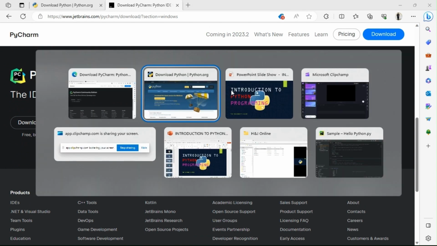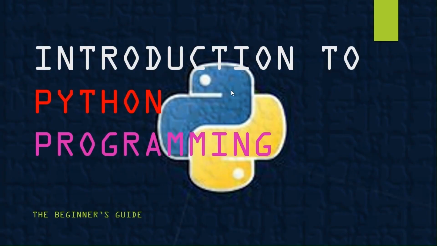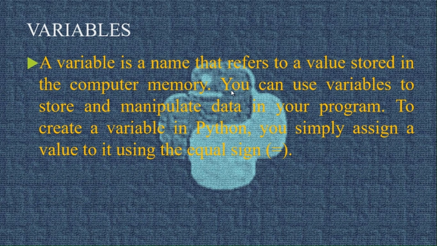Okay, so what is it that we need to start to know about Python? Alright, first of all, we are going to need to know about variables. So what is it that we call variables here? A variable is a name that refers to a value stored in a computer. You can use variables to store information as well as to manipulate information. To assign a value to a variable, we just use the equal sign in Python.